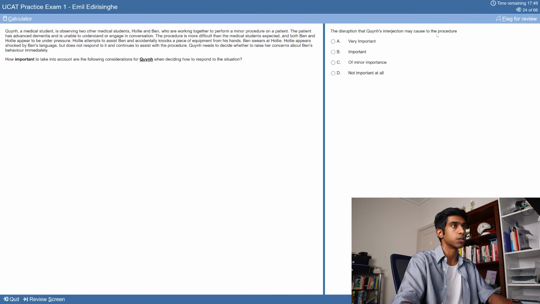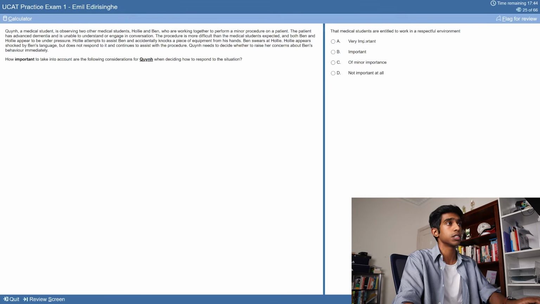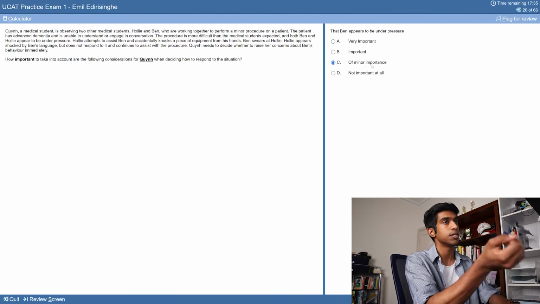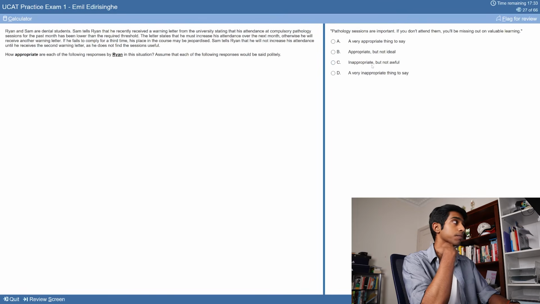The disruption that might cause the procedure, very important. Patient safety is always first. Medical students are entitled to work in a respectful environment, also very important. Ben appears to be under pressure. This I'd say is of minor importance because he still did something bad, so it still needs to be brought up.